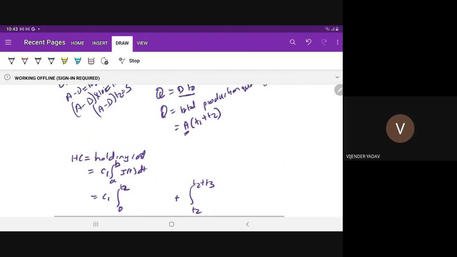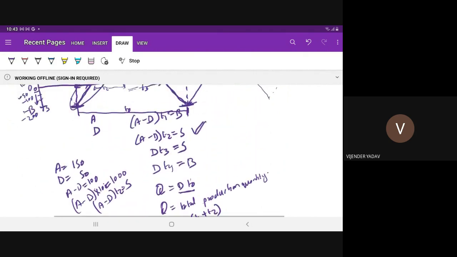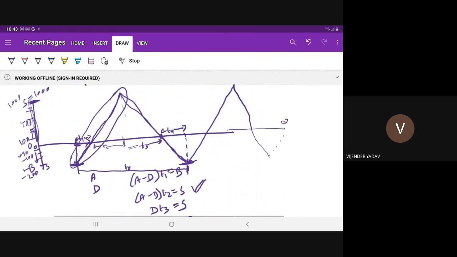Now in this case, how is the inventory level increasing? In the period of T2, how many items are increasing?